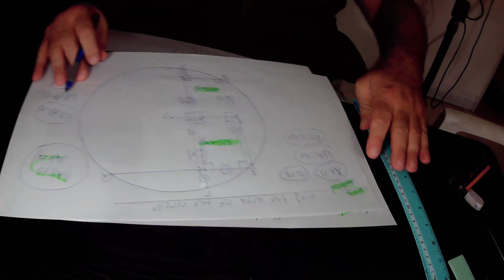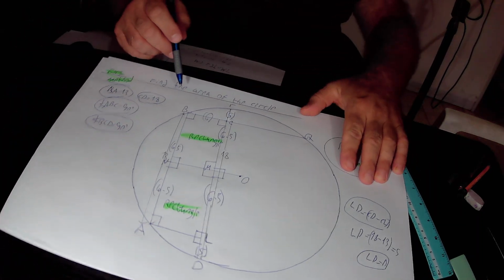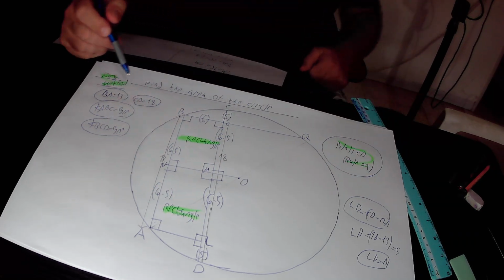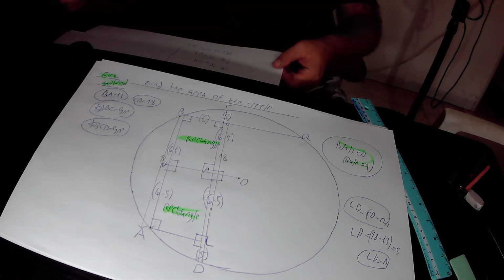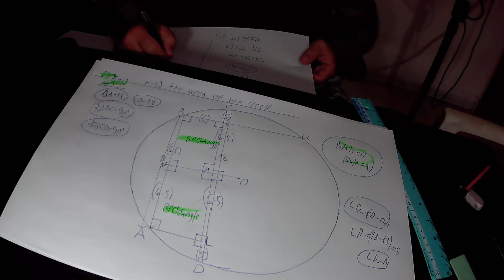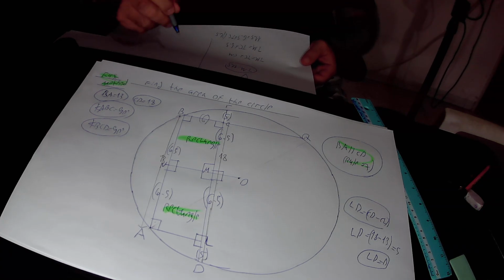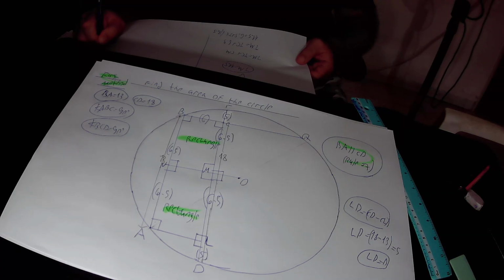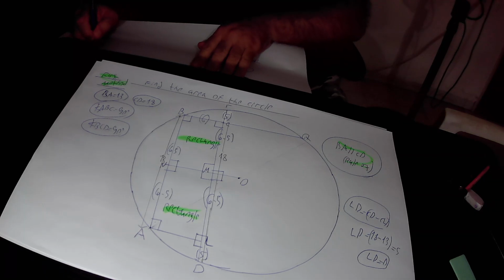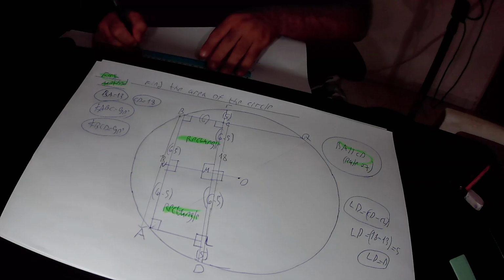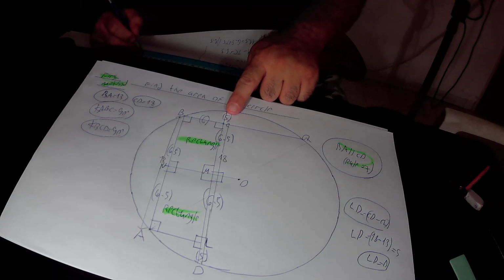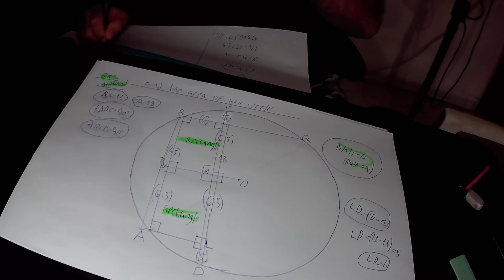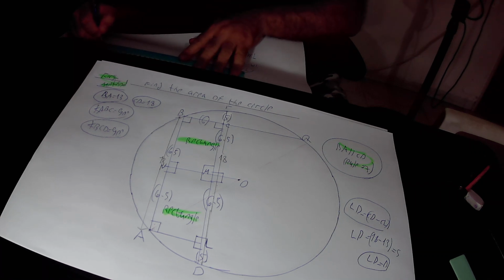So as I mentioned before, we have chord BQ that intersects with chord TD at point C. The intersection point occurs at point C. So all the requirements of rule 15 are satisfied, and therefore we can implement rule 15 here.